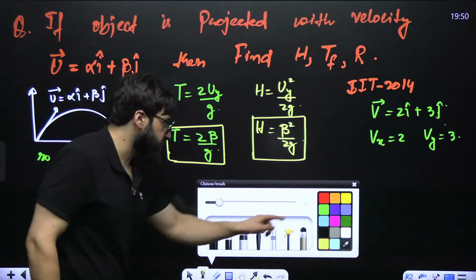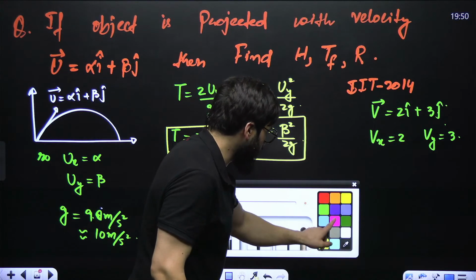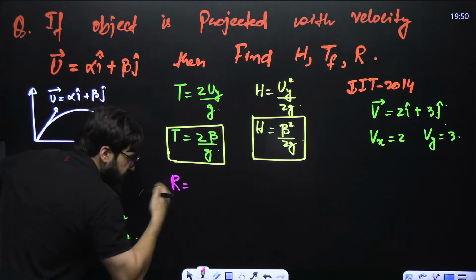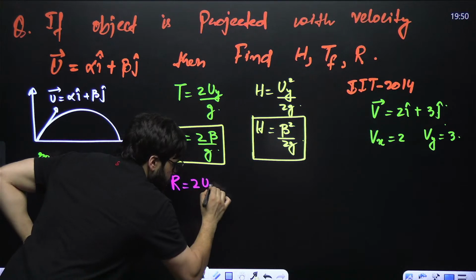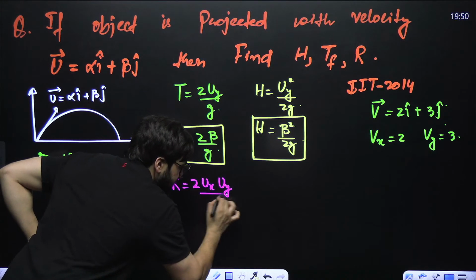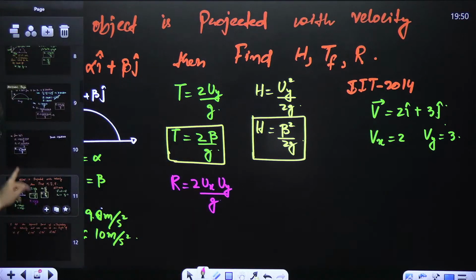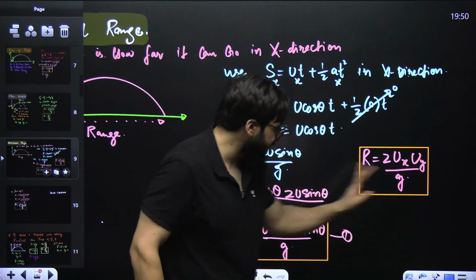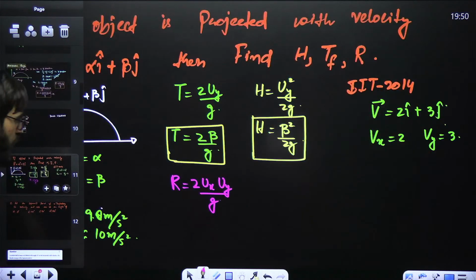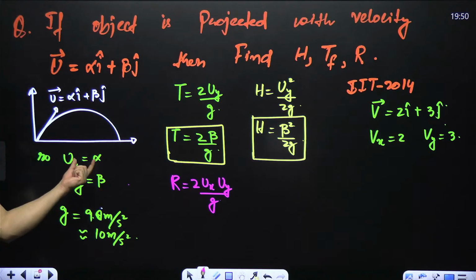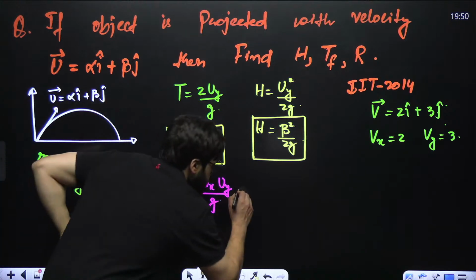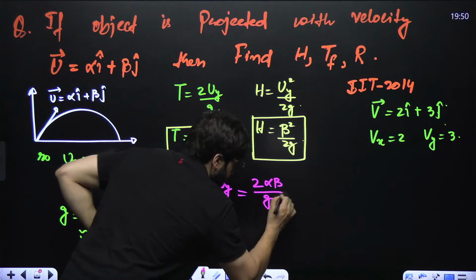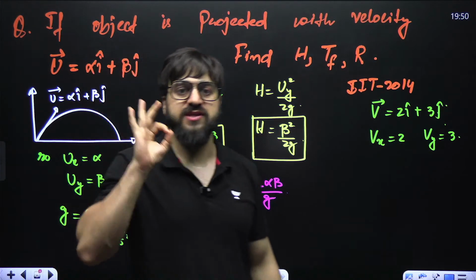And the next one we have got here is the range. Range is 2ux uy divided by g. This is one formula of range that I recently calculated. Now put in the values: ux is alpha and uy is beta, so it will be 2 alpha beta divided by g. I hope this is clear.